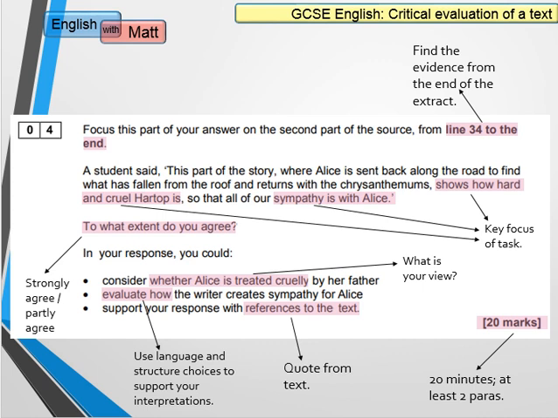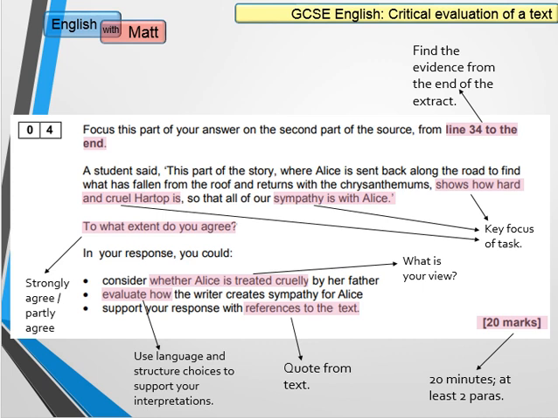So the key things we've got to look out for are Hartop, the father figure, being portrayed as strict, cruel, uncaring, or hard. Another key focus is the effect this has on how we see Alice, whether or not we see her as a sympathetic character because she's having to put up with her father's anger all the time. Then we get to 'to what extent do you agree', which prompts you to evaluate the text and give your opinion, because the examiner wants to know what you think.